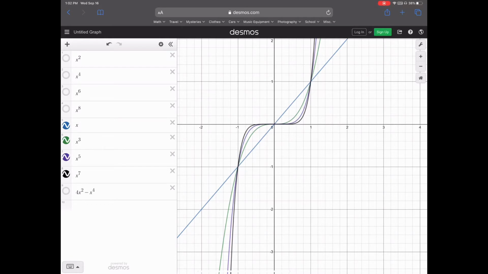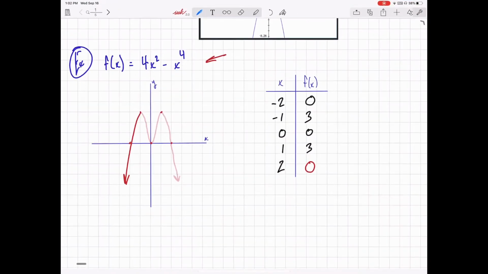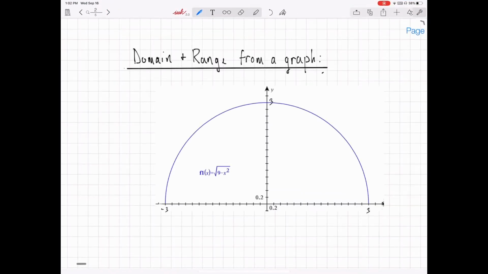So x to an odd power is also considered a family of functions. If you look at an x to the fifth power, that graph is going to share the same characteristics as x to the third. So let's go to our next one.